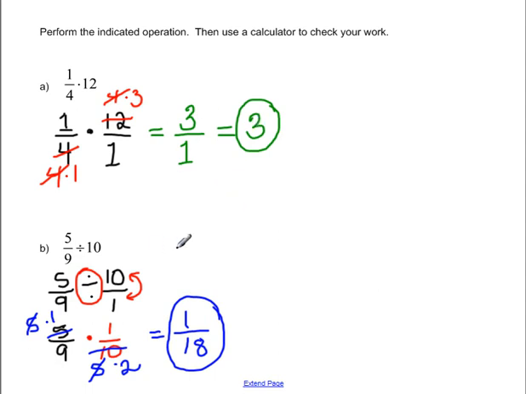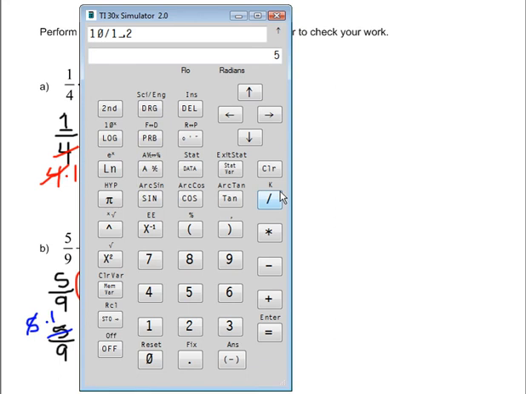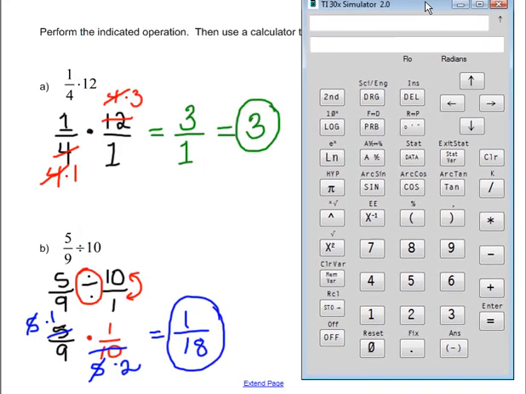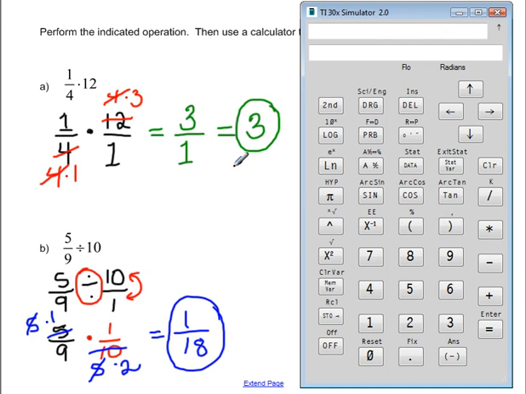Let's use our calculator to check our work here. So let me pull up our calculator, and let me clear this out and get this in a good position for us. So we're going to take 1/4 times 12. Remember to use your fraction key here to enter in your fractions. 1 fraction key 4. So there's 1/4, and we're going to multiply that by 12. And when we do that, we see, yep, our answer is correct. We have that answer of 3 that matches.